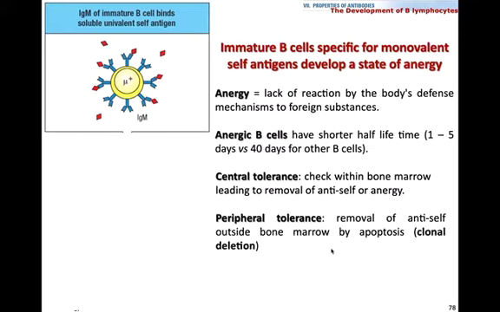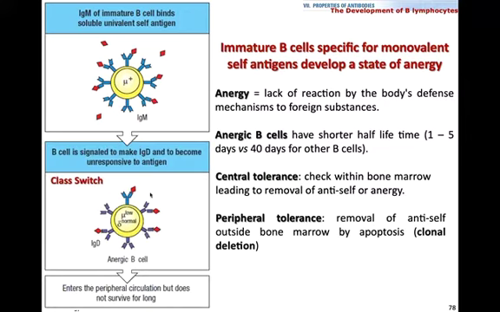So you have a central tolerance, which is employed inside the bone marrow, and you have another tolerance. It's like another layer of double checking, which is called peripheral tolerance, in which, in case the anti-self B cells have leaked out of the bone marrow, there is another mechanism called clonal deletion, which leads to apoptosis, the programmed cell death of these anergic B cells, or these cells that can recognize self-antigen.